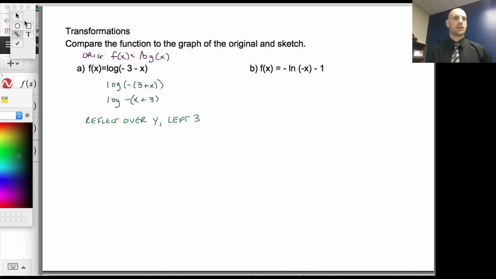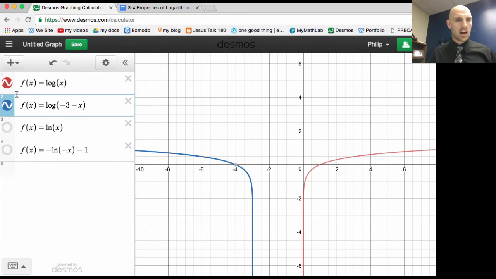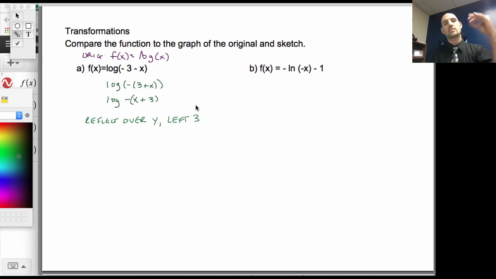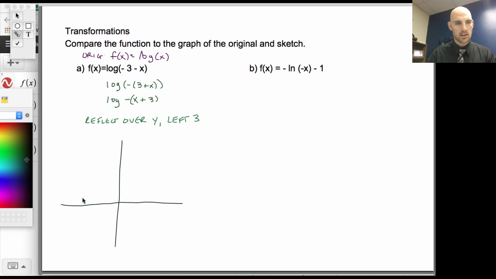So let's see what we've got. If I go to my graph, I've got my red here, which is my original, log of x, and I'm expecting this to be flipped over y and left 3. Here we go. This goes over y, and if this is 1, 0 right here, that would mean it would be at -1, 0, and if it goes 3 to the left, that would mean it ends up at -4. So it flips and it moves 3 to the left as per our prediction.